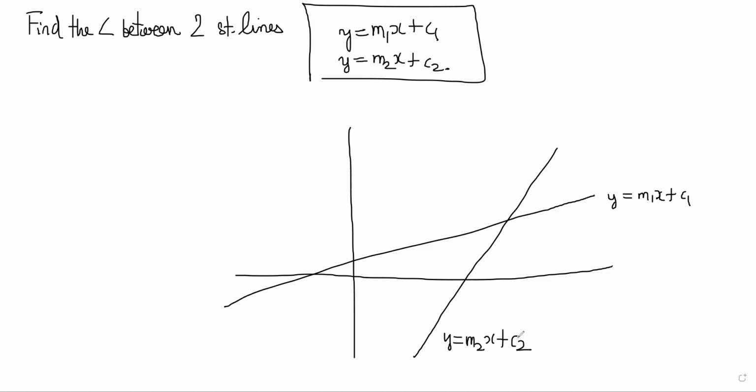Right? Now, what we need is this angle, the angle between the straight lines. This angle or this angle. Either of these two we need to find out. Because we know the slopes, we know the slope of this line is m1. So this angle, let's call it theta 1, tan theta 1 should be m1, right?